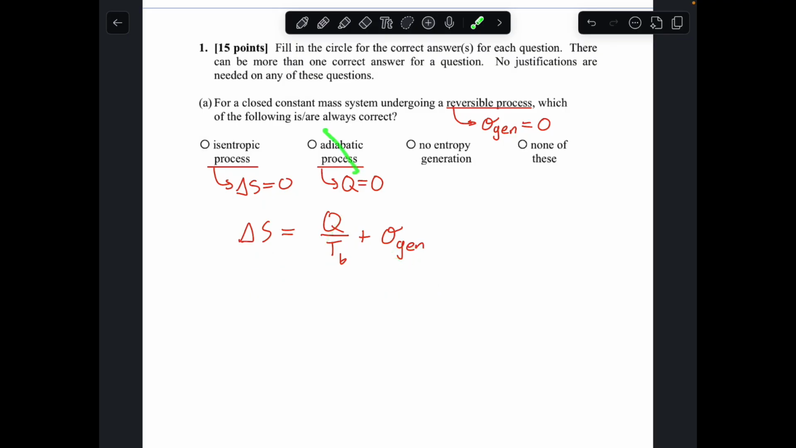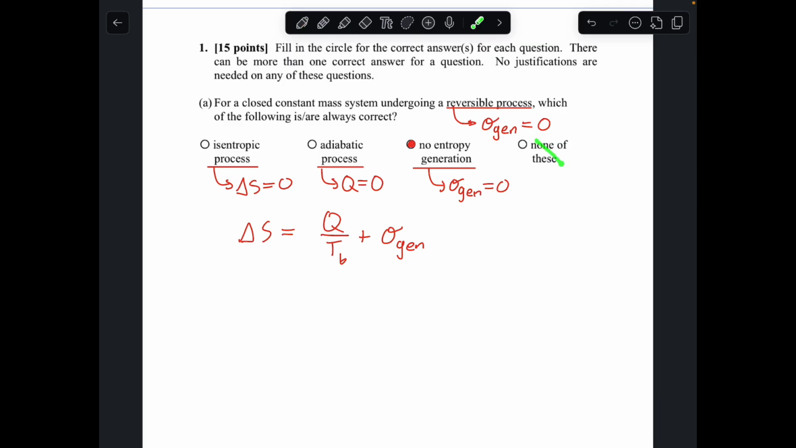So we are also not going to select adiabatic. And the last one is no entropy generation, which means exactly what we want it to mean. Sigma gen is equal to 0, like we see we have for a reversible process. So no entropy generation just means that this term goes to 0, and then we don't care about what's going on with the other two terms, because for reversible, all we need is just this sigma gen term equal to 0. So we are going to select no entropy generation.